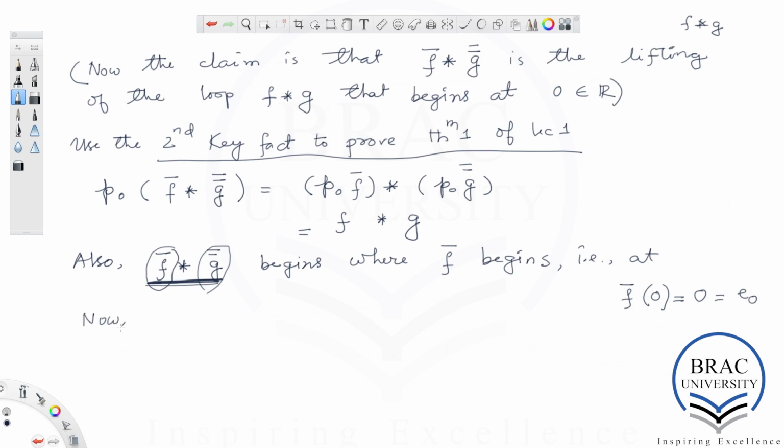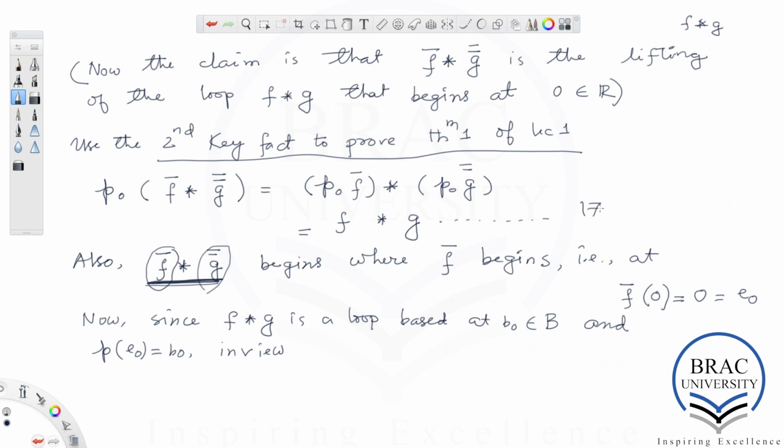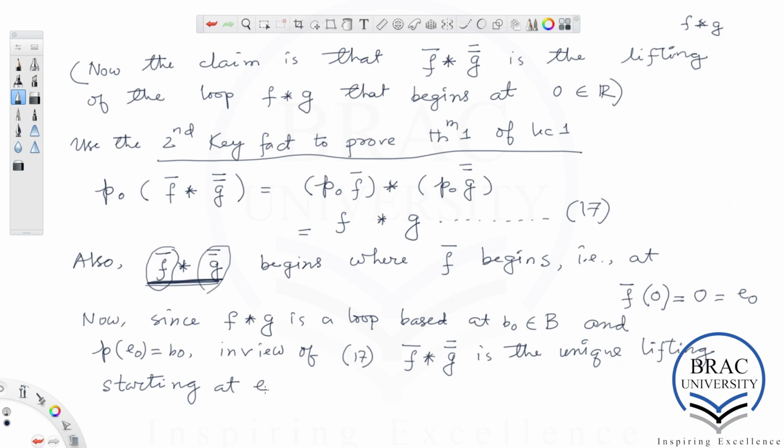Now, since F star G is a loop based at B0 in the base topological space B, and P of E0 is equal to B0, in view of our equation number 17, F bar star G double bar is the unique lifting starting at E0 equal to 0.